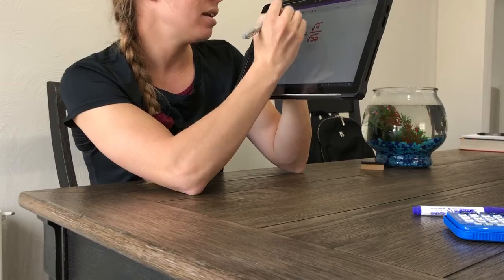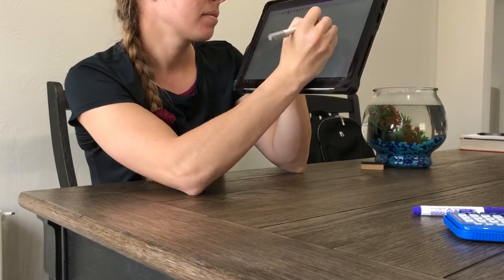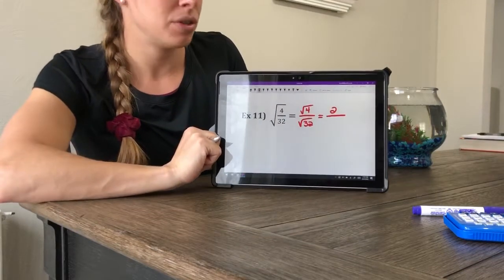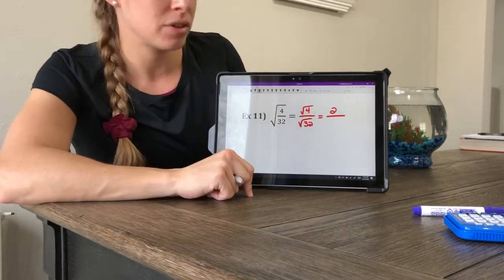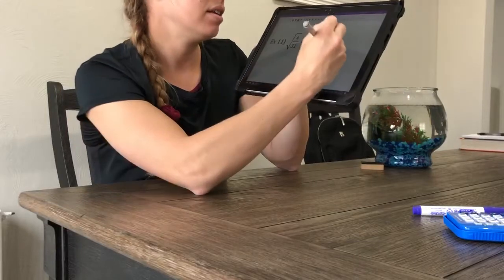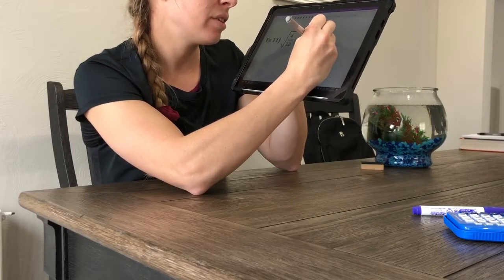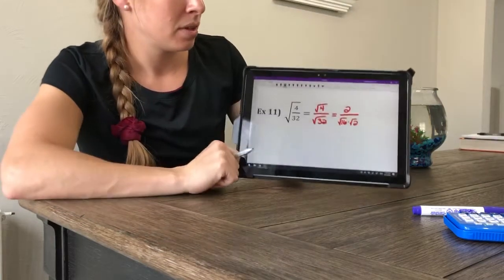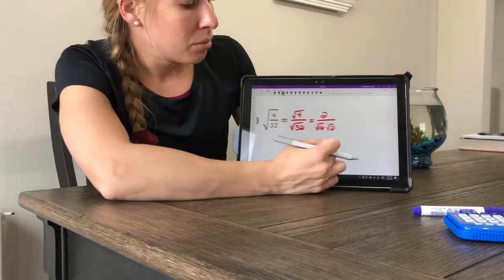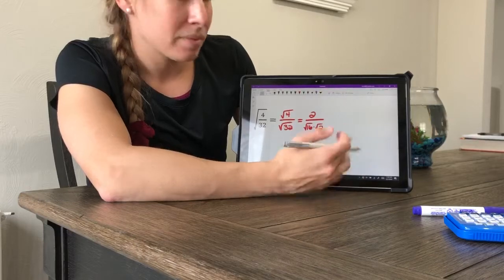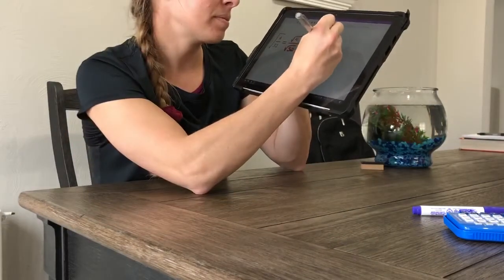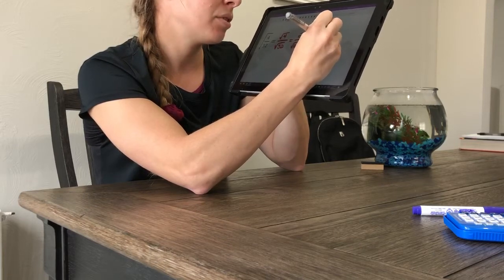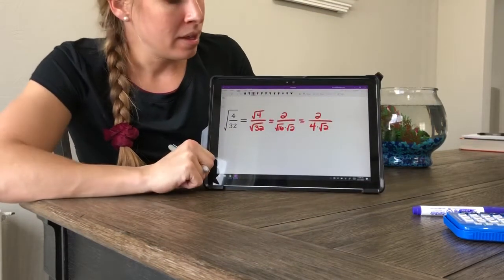So you end up getting 2, and then the square root of 32, the biggest perfect square factor of 32 is 16. So that's rewritten as a square root of 16 times the square root of 2. Okay, and then, well, what is the square root of 16? It's 4. So I get 2 divided by 4 times the square root of 2.